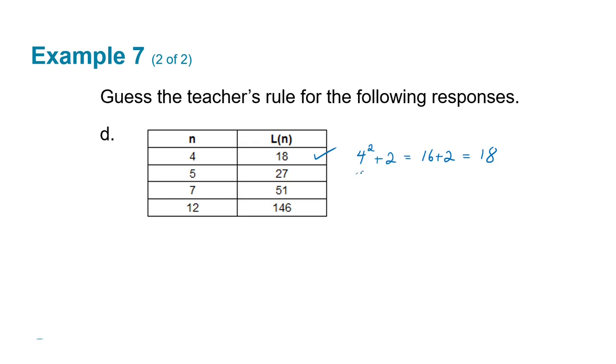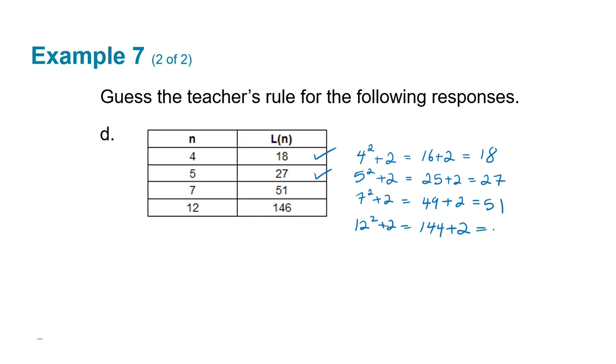For the second one, let's square 5 and add 2 to it. We know 5 squared is 25, and 25 plus 2 is 27. So this appears to be the correct process. So let's try the third and fourth rows. 7 squared plus 2, that's 49 plus 2, and that is 51. And for the last row, we have 12 squared plus 2, that's equal to 144 plus 2, which reduces to 146. So this is the correct process for each of the rows.